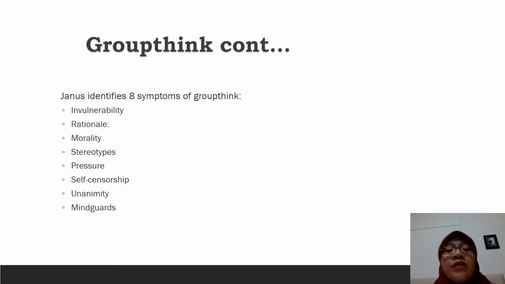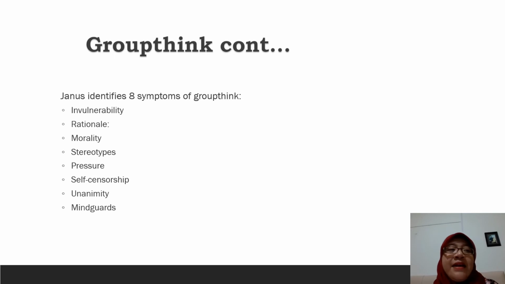The second one, rationale. In this symptom, we are supporting rationalized thought, morality, and stereotypes. Usually, they see other groups and then try to stereotype, deciding which policies or which rationale can be implemented or applied and is suitable for the groups.